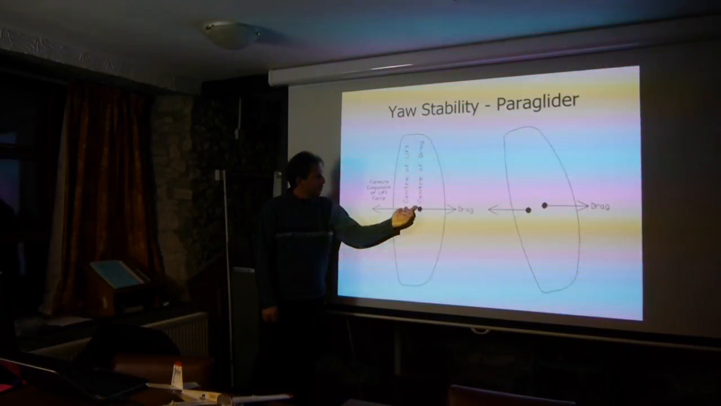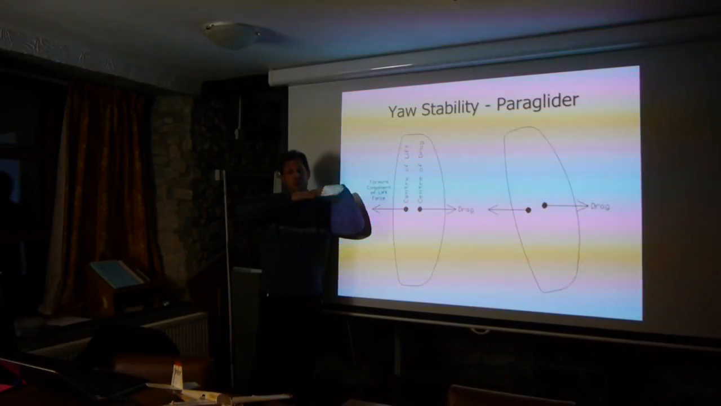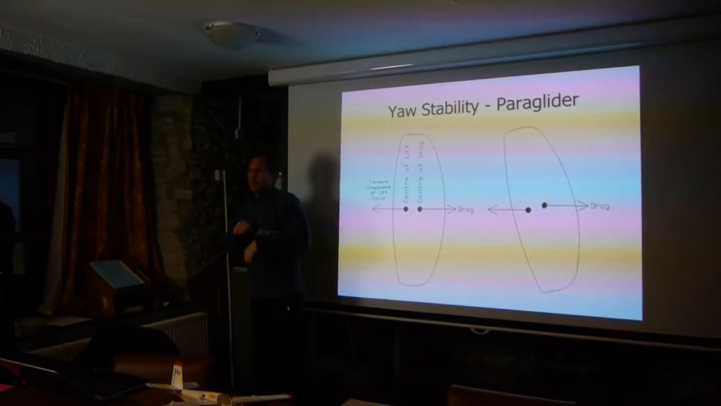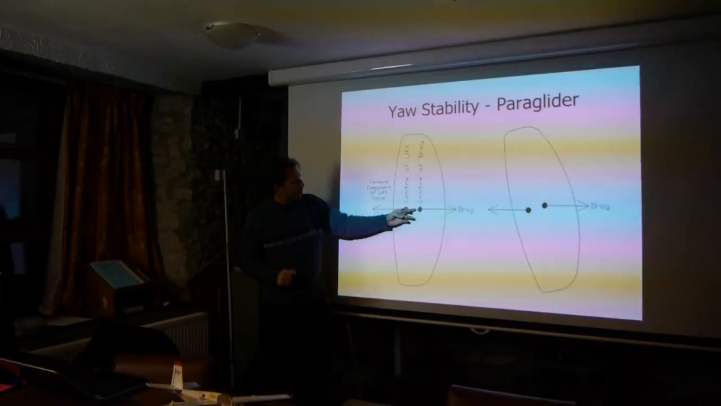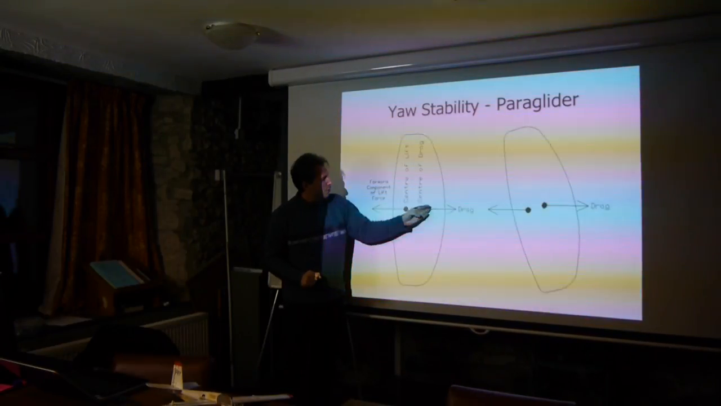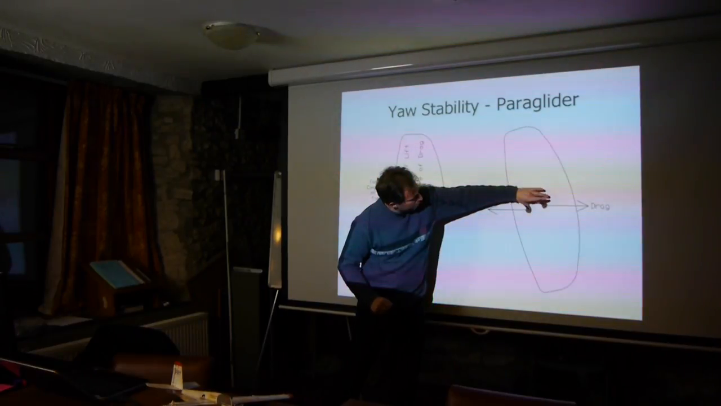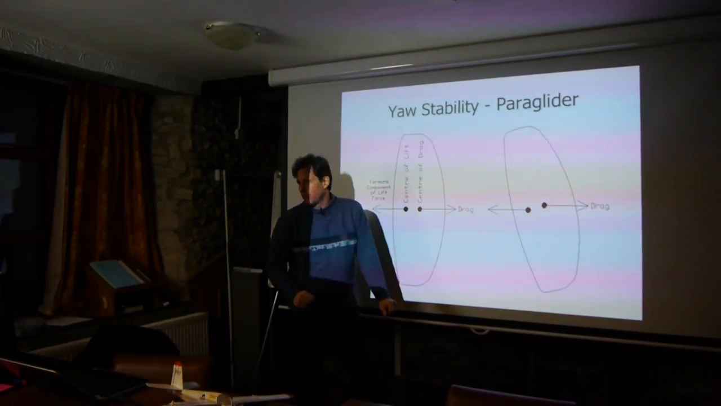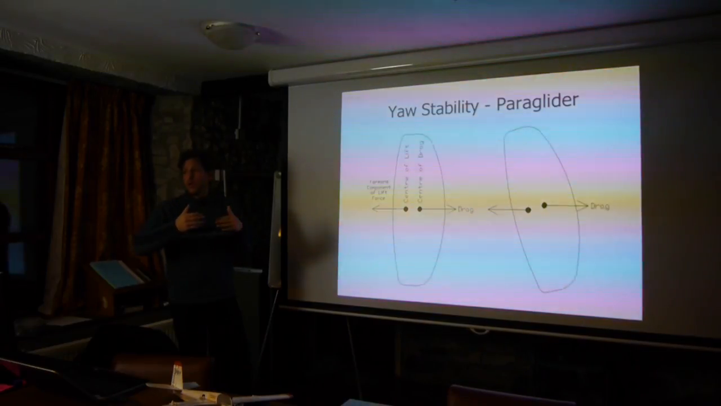If the center of lift and center of drag are on the same point, then it'll be very yaw unstable. So if you start yawing, you'll keep yawing. There will be nothing to bring it back in. Whereas if the center of drag and the center of lift are far away from each other, then that fulcrum effect will be more important, and it'll be harder to make it yaw, but when it's in a yaw, it'll tend to bring it back as well.